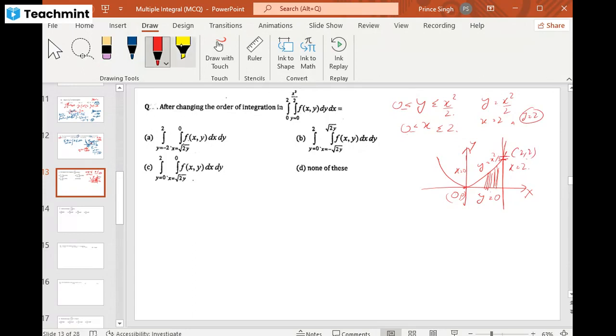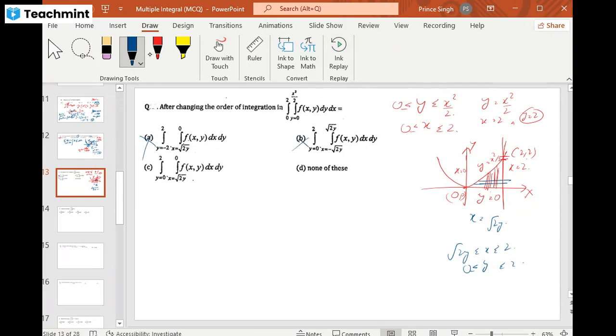Now when we change the order of integration, instead of moving vertically, we move horizontally. So the value of x starts from the parabola, that is x equal to root 2y, and ends at x equal to 2. So root 2y to 2, and the value of y varies from 0 to 2.